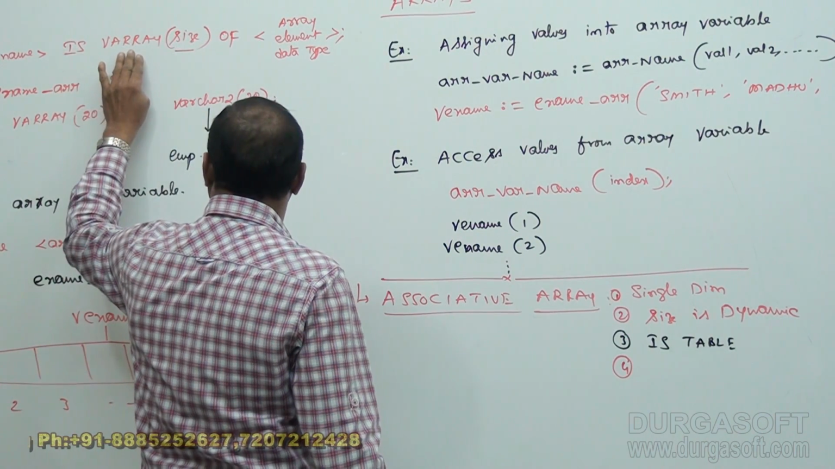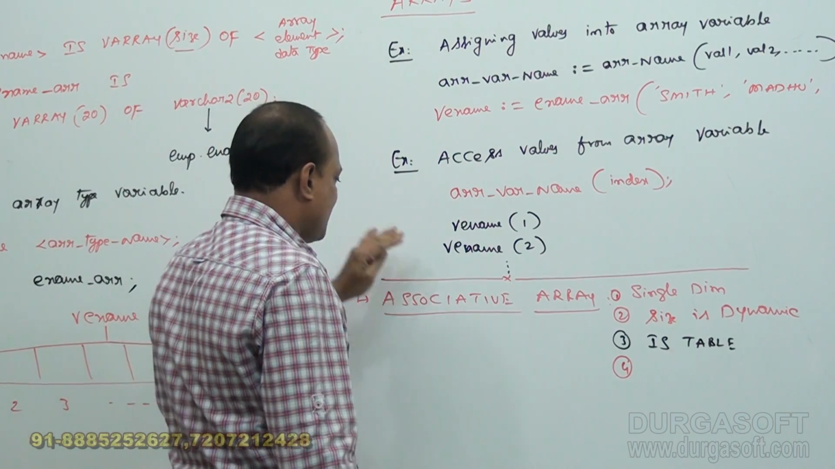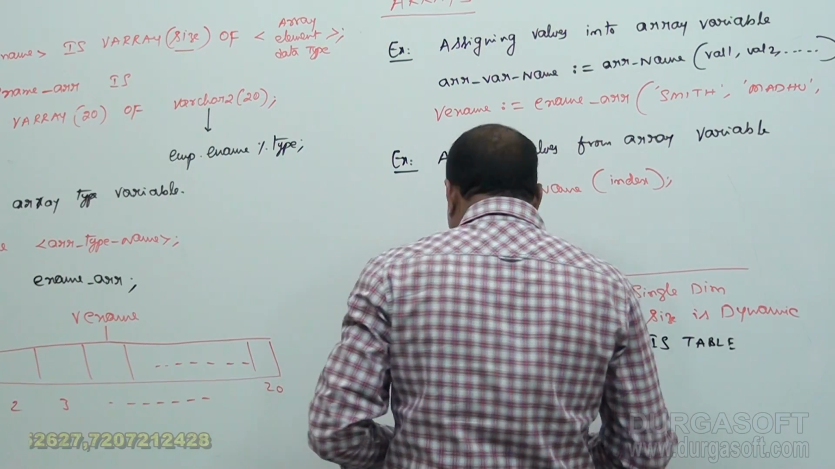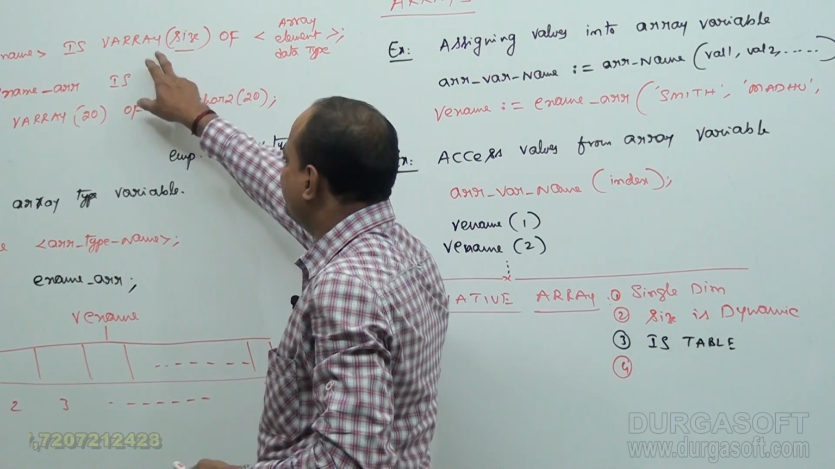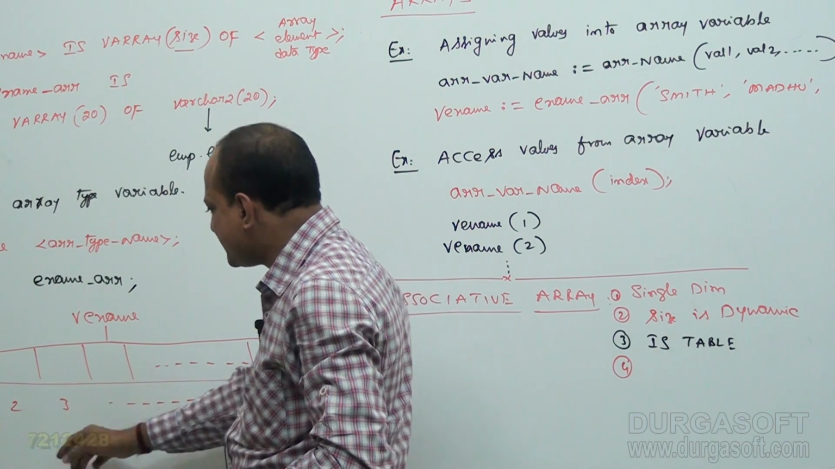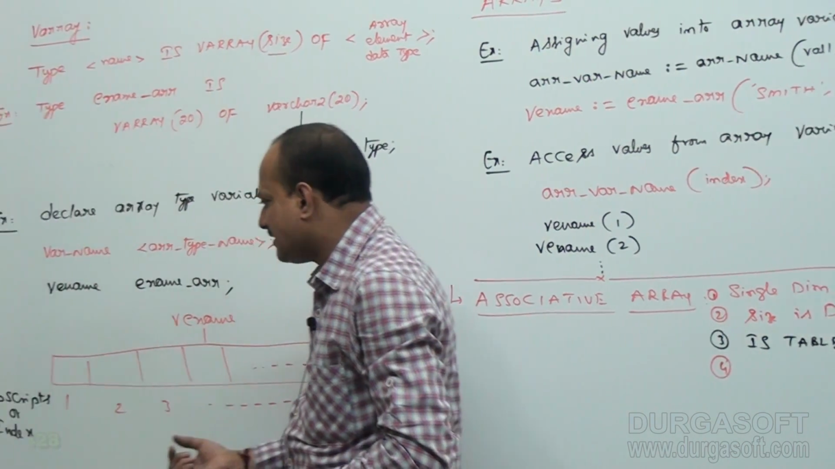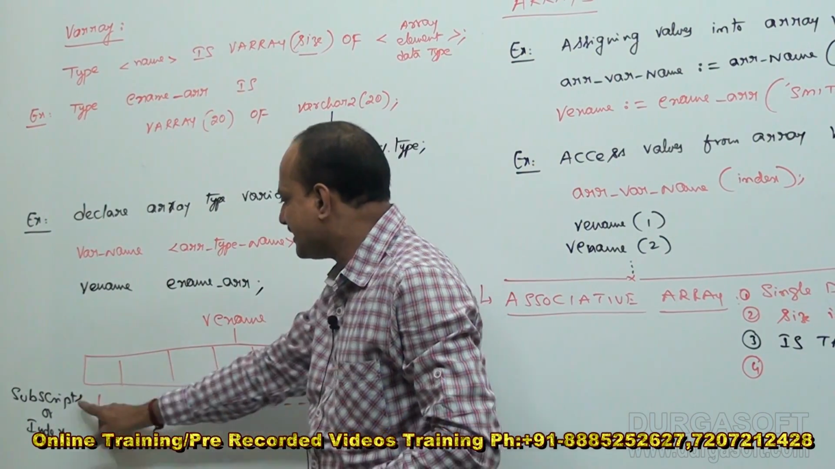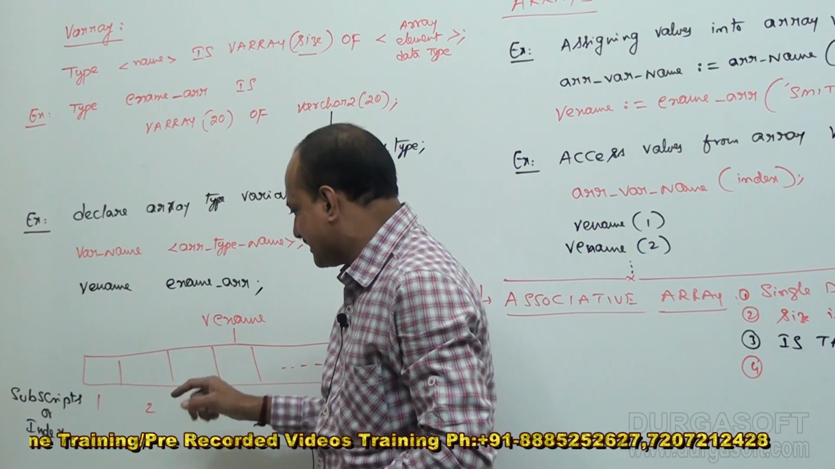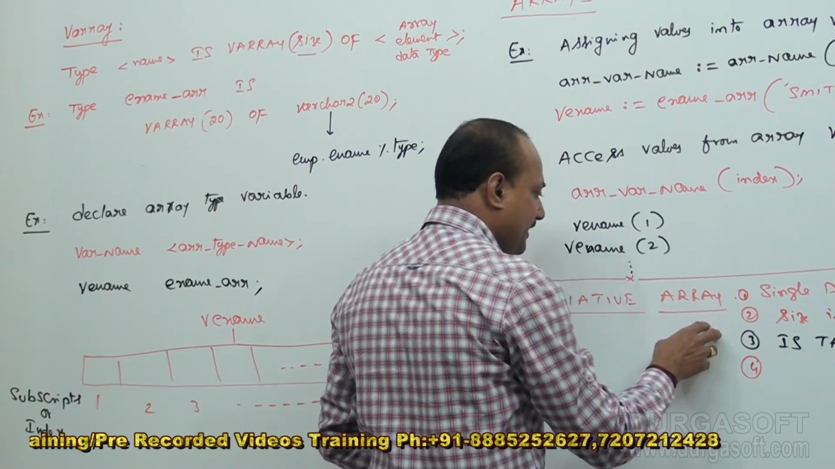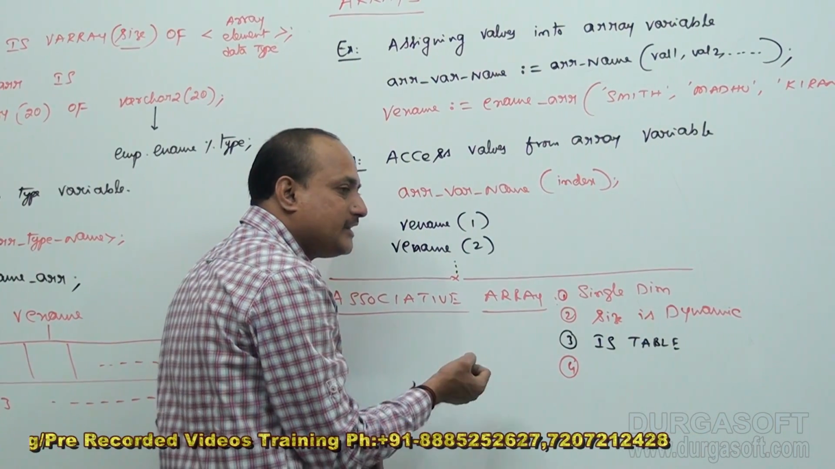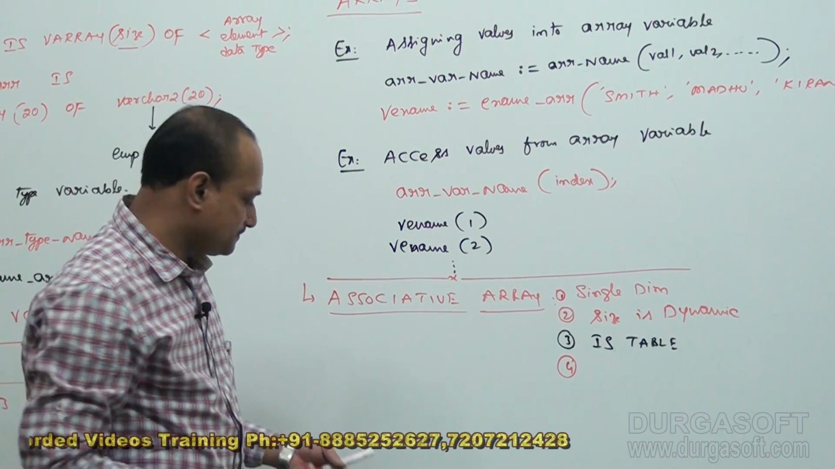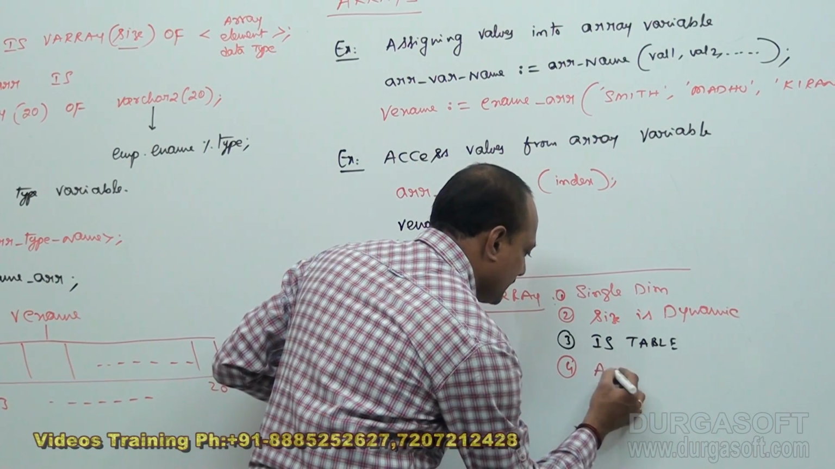So in case of VARRAY, you are using VARRAY. In case of associative array, we will use the keyword IS TABLE. And how can I identify VARRAY locations? By using integer subscripts. But in case of associative array, the locations of the array are identified with character values as well as integer values.